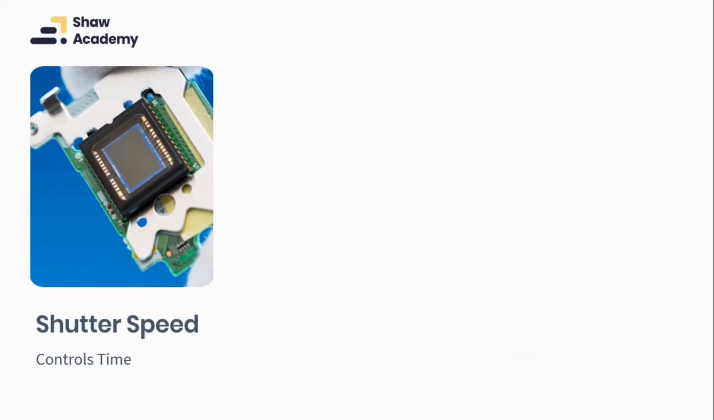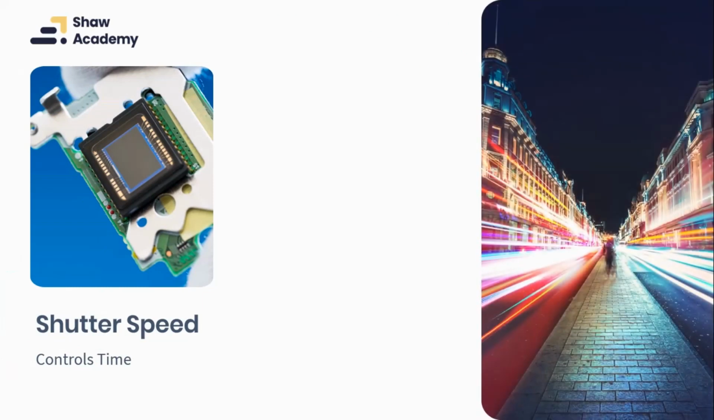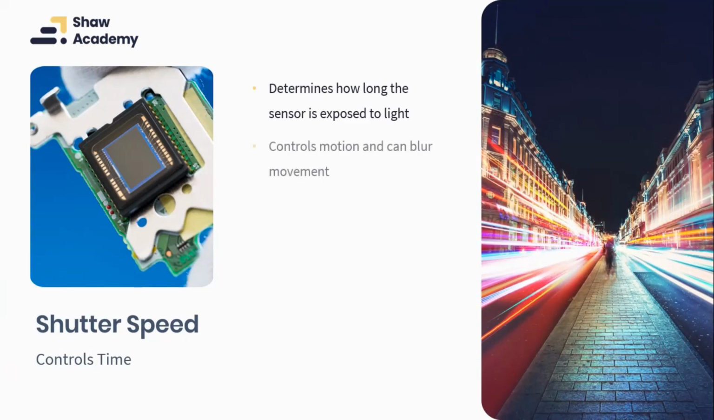So first off, just a quick refresher on our shutter speed. Shutter speed controls time. It controls the duration of time that the sensor is exposed to light, and it controls motion and can blur and freeze movement. It is electronic. The sensor determines how long the exposure is, unlike in a camera where you might have what's called a focal plane shutter, which is actually like a curtain that sits just above the sensor, and that controls the amount of time. But in our phones, because they're so much smaller, it's simply an electronic thing that happens.